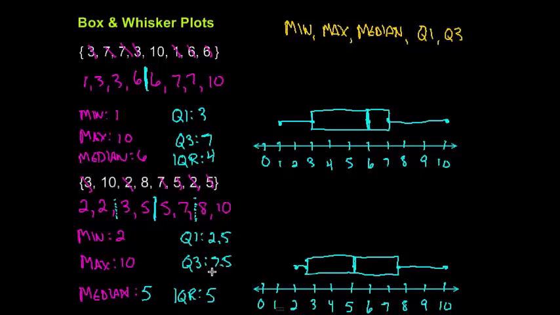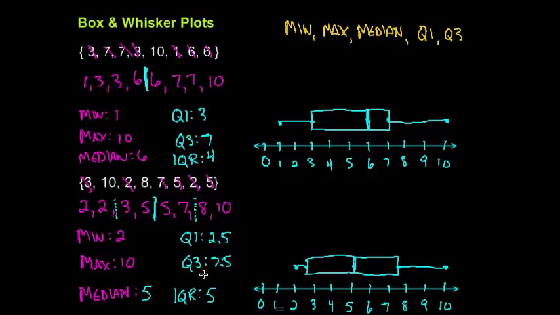Again, I got that by subtracting the first quartile from the third quartile. So we subtract those two things, that's our interquartile range. That tells us where the middle 50% of the data is, the box. It tells us how long that range is, where those middle values occur.